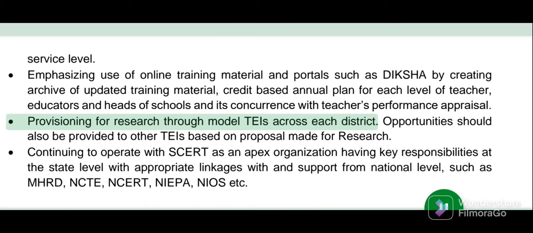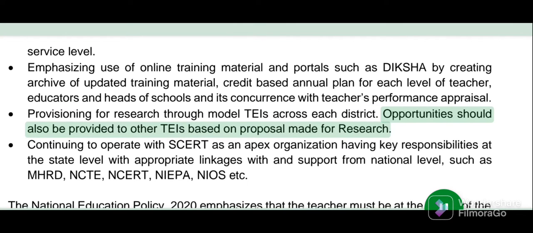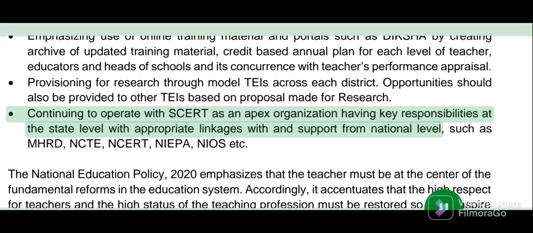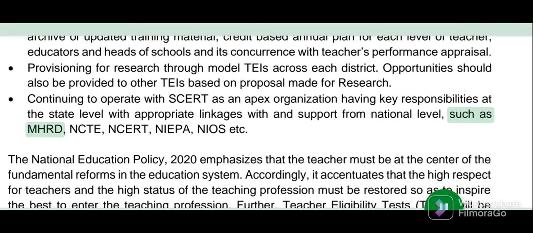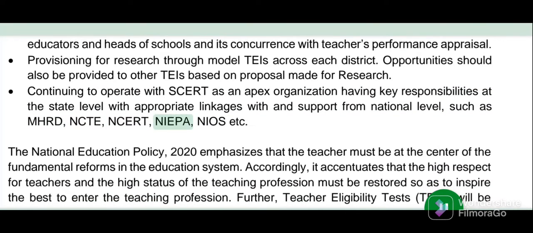Provisioning for research through model TEIs across each district. Opportunities should also be provided to other TEIs based on proposals made for research. Continuing to operate with SCERT as an apex organization having key responsibilities at the state level, with appropriate linkages with and support from the national level, such as MHRD, NCTE, NCERT, NIEPA, NIOS, etc.